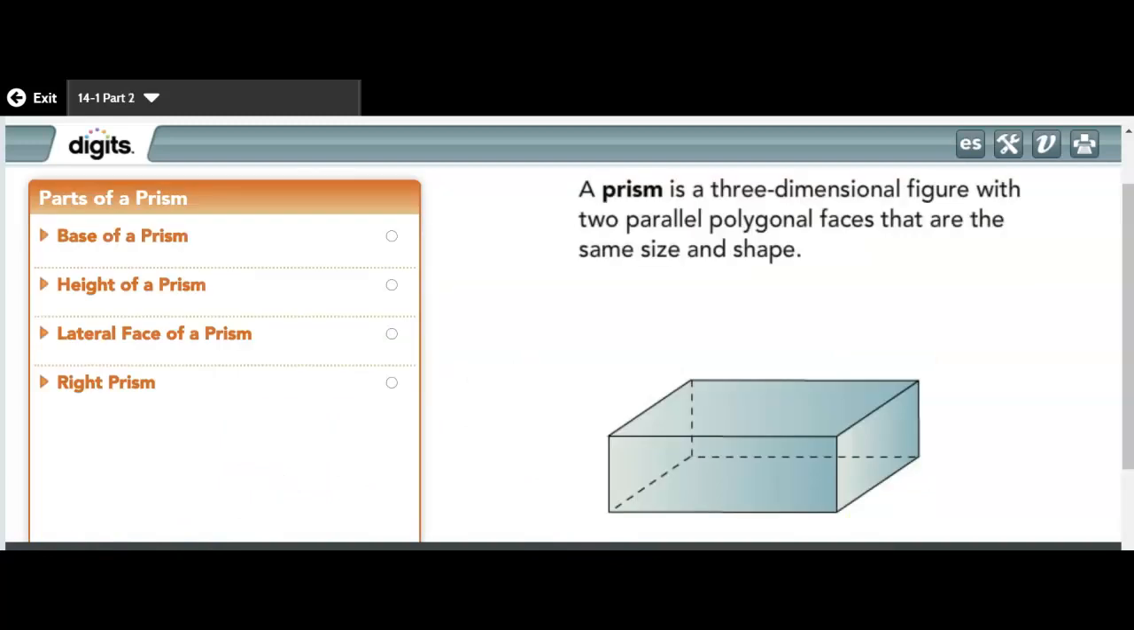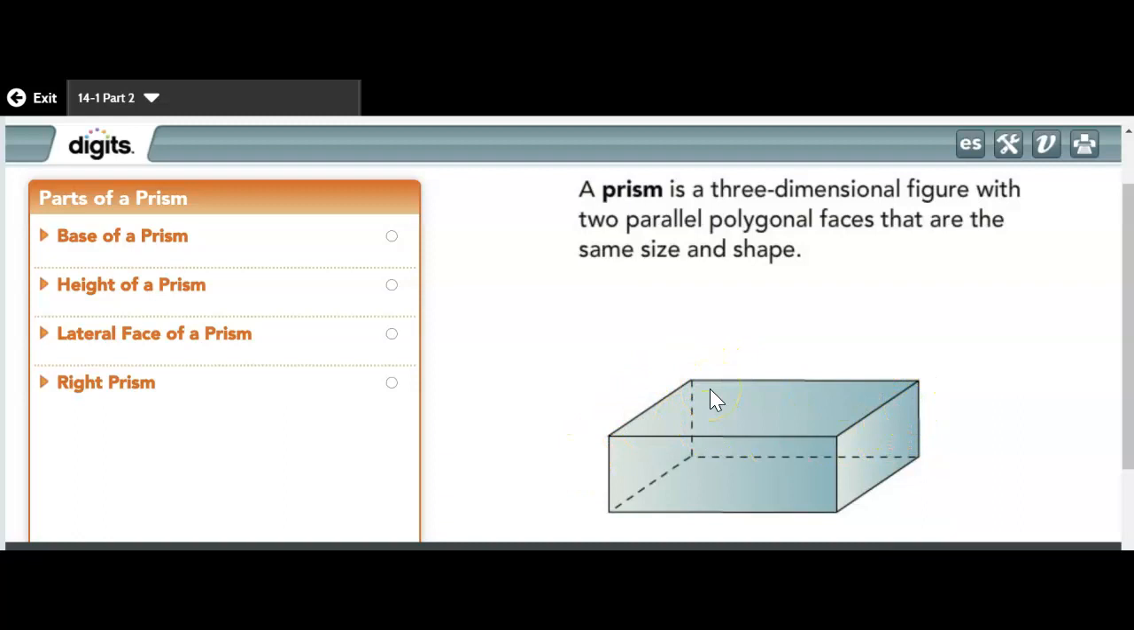Moving on to part 2 in the guided notes. A prism is a 3-dimensional figure with 2 parallel polygonal faces that are the same size and shape. Let's talk about that. 2 parallel polygonal faces. Our face is here at the bottom, where it's sitting on a table, let's say. That is a polygon, and it's a face. It has a parallel one up above it.